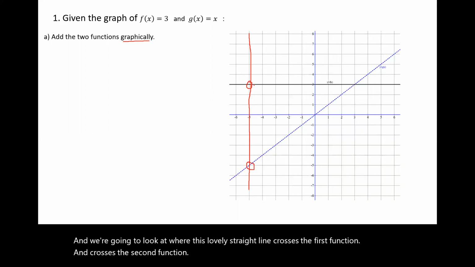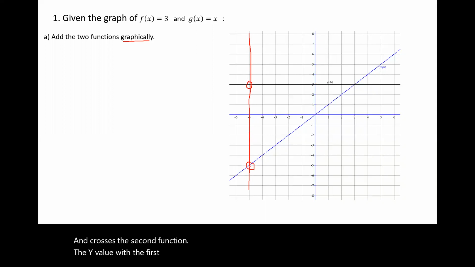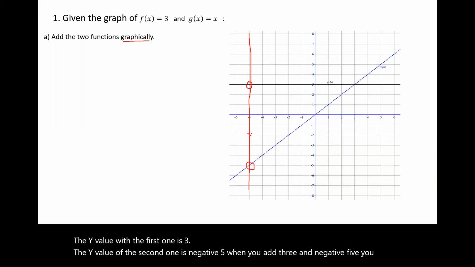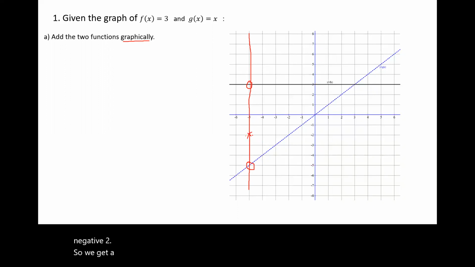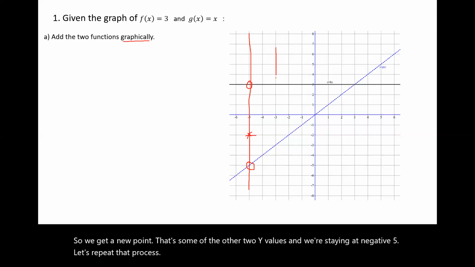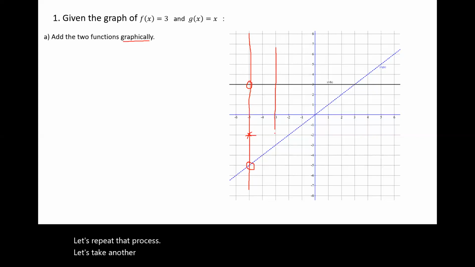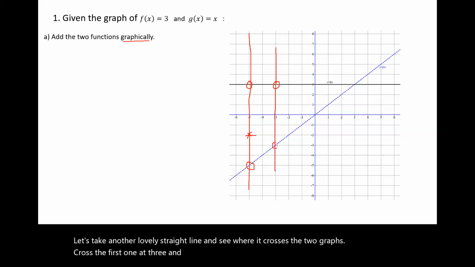The y value at the first one is 3. The y value at the second one is -5. When you add 3 and -5, you get -2. So we get a new point that's the sum of the other two y values, and we're staying at x equals -5. Let's repeat that process. Let's take another lovely straight line and see where it crosses the two graphs. Crosses the first one at 3 and the second one at -3. When you add those together, you get 0.